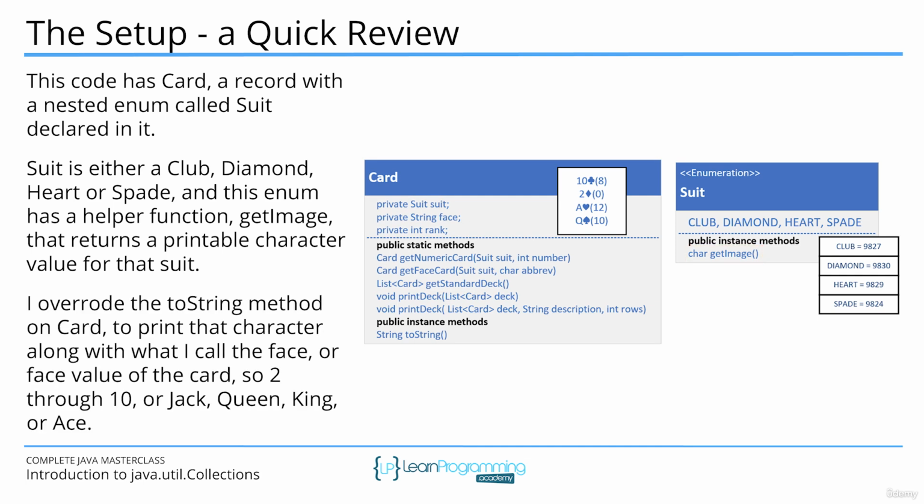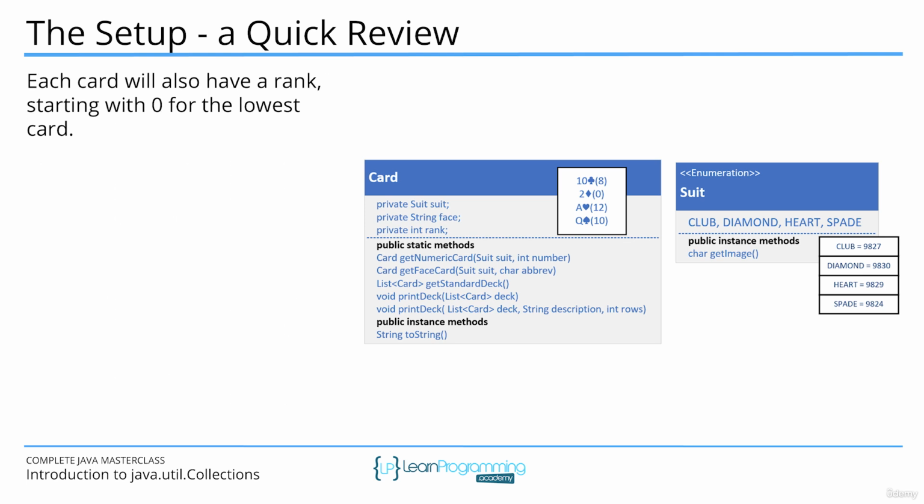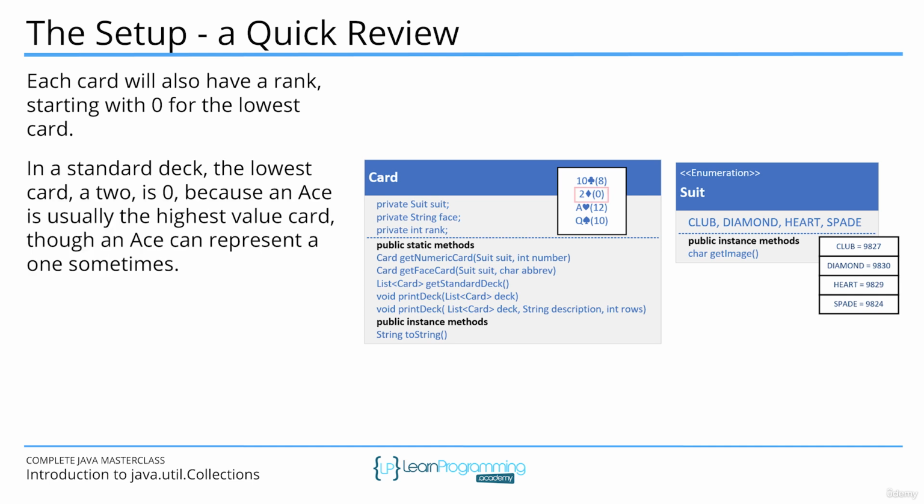I overrode the toString method on card to print that character along with what I call the face or face value of the card, so 2 through 10, or jack, queen, king, or ace. Each card will also have a rank, starting with 0 for the lowest card. In a standard deck, the lowest card, a 2, is 0 because an ace is usually the highest value card, though an ace can represent a 1 sometimes.